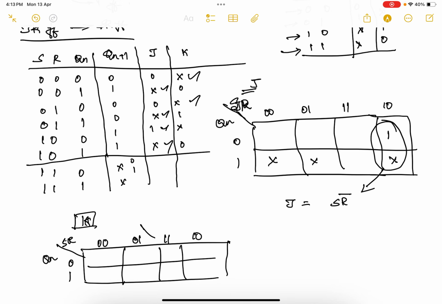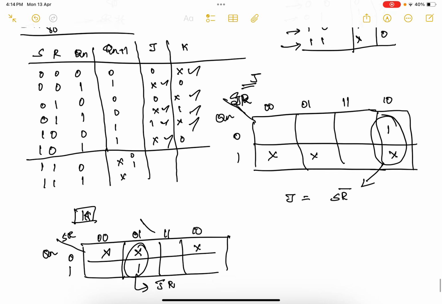Here also I have 4 outputs. First one is 0 0 0, it is nothing but x. Then 0 1 0, that is also x. The next one 0 1 1, that is your 1 condition, and 1 0 0, that is your x condition. So if you map, you will get one more structure like this. This is nothing but S bar into R, S bar into R. Clear? S bar into R.